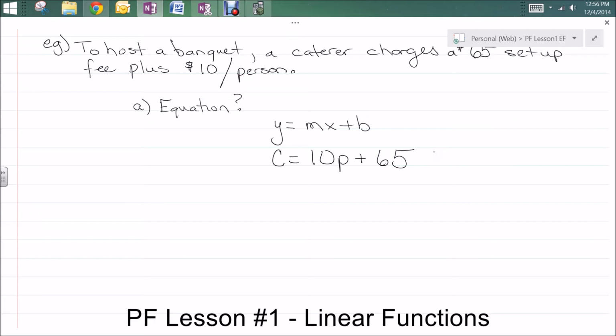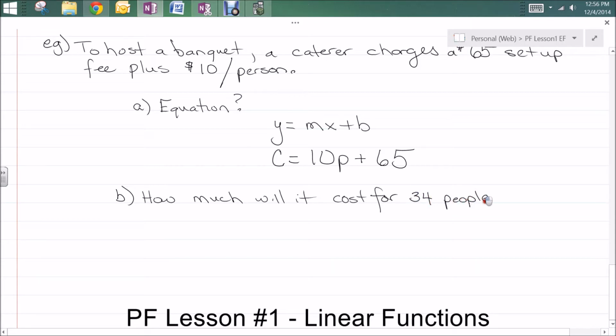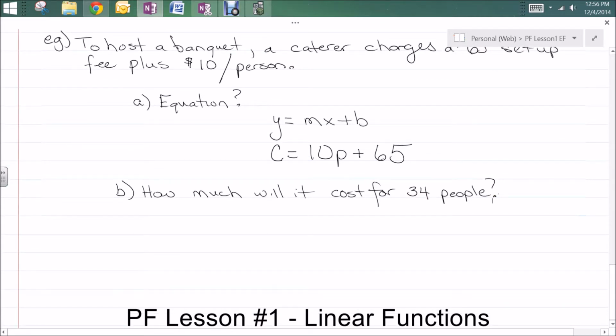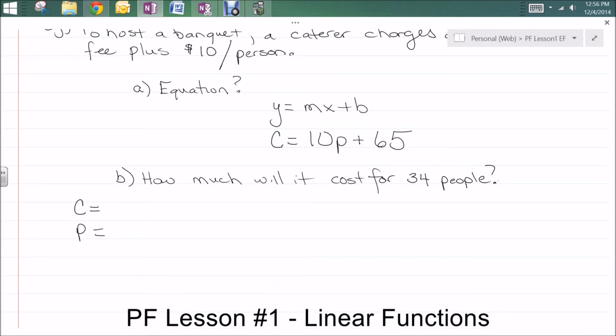From here, once I have the equation, I could ask anything. Part B: how much will it cost for my wedding? There were 34 people. I had a small wedding. So how much will it cost for 34 people? Well, once I have the equation, I can use it. Keep in mind you've got two unknowns, X and Y, or in my case, C and P. C is the cost, P is the number of people. I don't know C, but I do know P is 34. So I have my equation, which is C equals 10 times P, P is 34, plus 65.